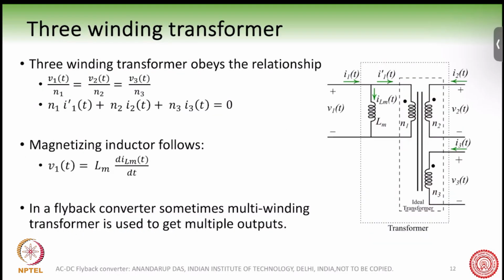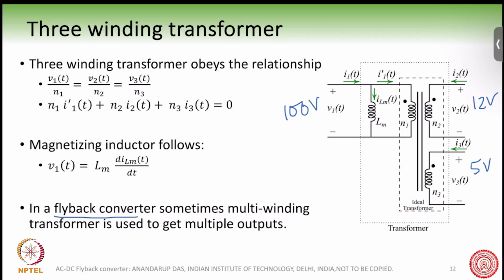Of course, you can now have a three-winding transformer. In fact, this flyback converter is very much used in real life for getting multiple output voltages. Many times if you see a flyback converter, it will have one primary and two or three secondary windings. So your input voltage may be maybe 100 volt, and it may be providing you 12 volt and 5 volt. This is very common in flyback converters.